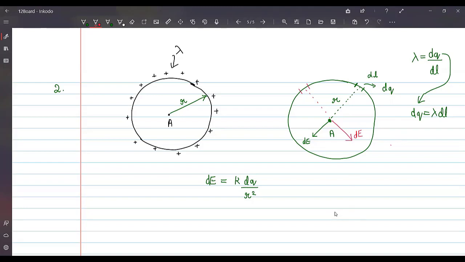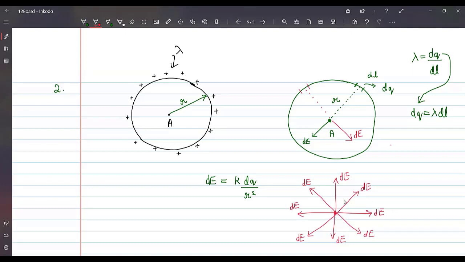Suppose you want to write dE due to all the elements one by one. At each and every point, dE will be given in the opposite direction at the center. For each point on the left, you'll get an electric field on the right. For each point on the northeast, you'll get an electric field in the southwest. And all these values will cancel each other out because electric field is a vector.